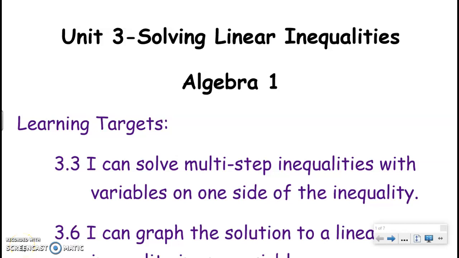Morning. Today we're going to continue on with solving multi-step inequalities with variables on one side of the inequality, and then continue to graph those when we're ready.